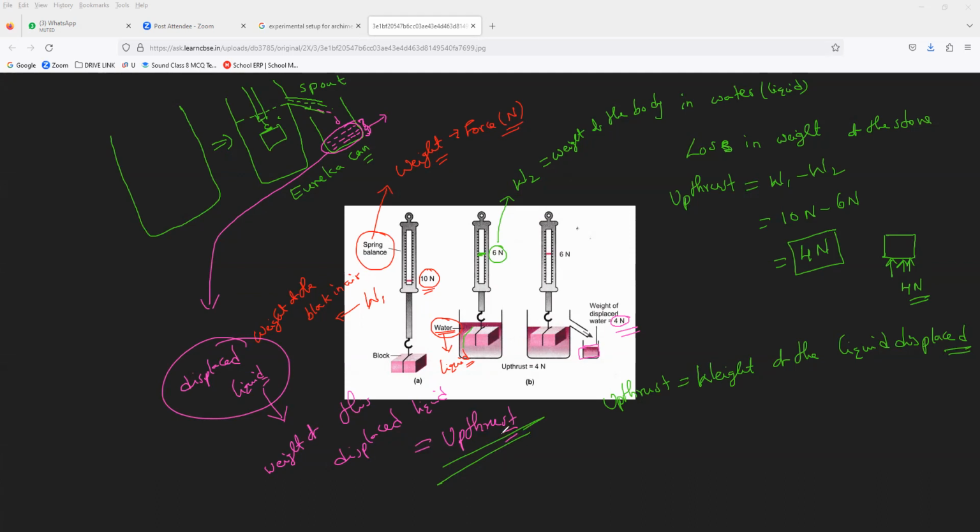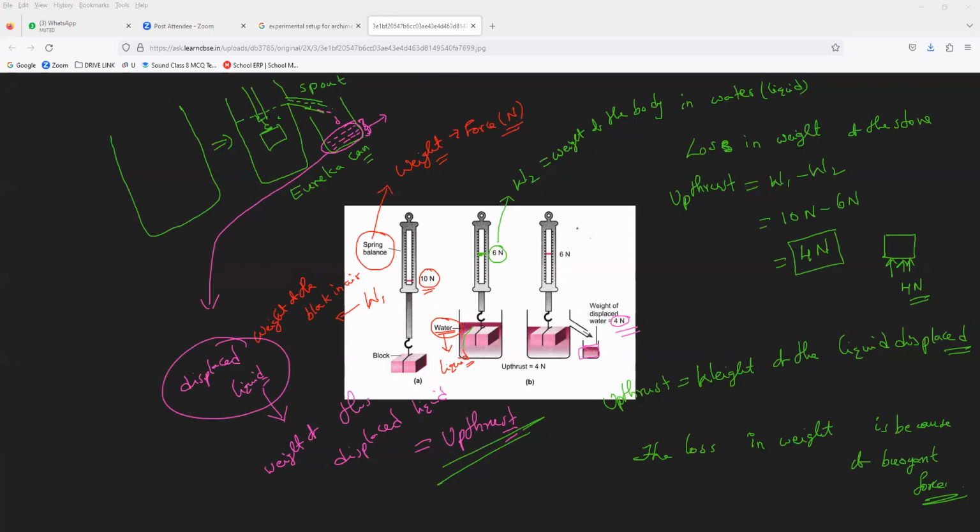The loss in weight is because of what force? Buoyant force. That is what you have to remember. Any doubt, anybody can ask. Clear, everybody? Okay, this is what we call Archimedes principle. Anybody having a doubt, please ask me. Are you clear, all of you?